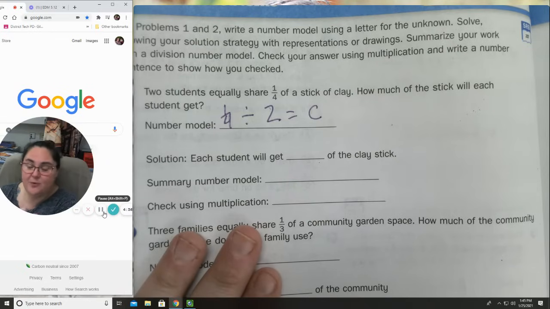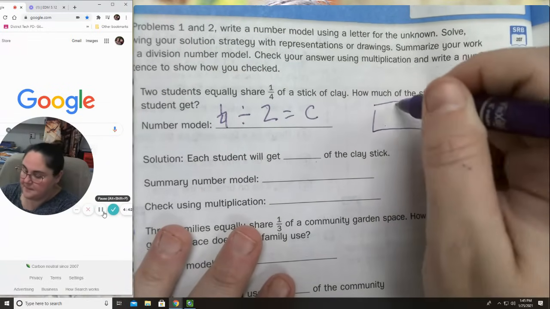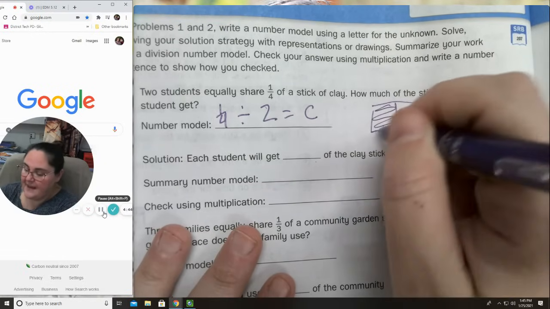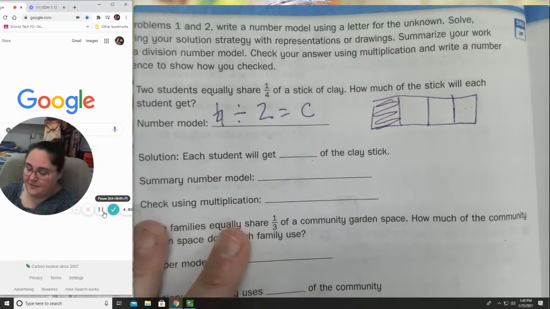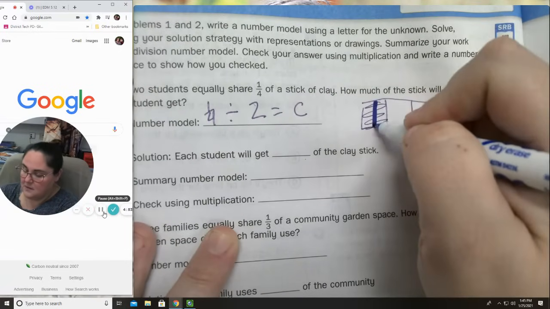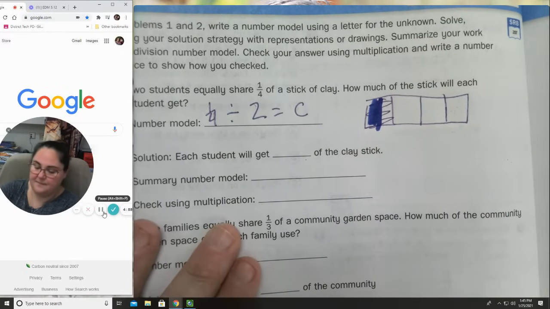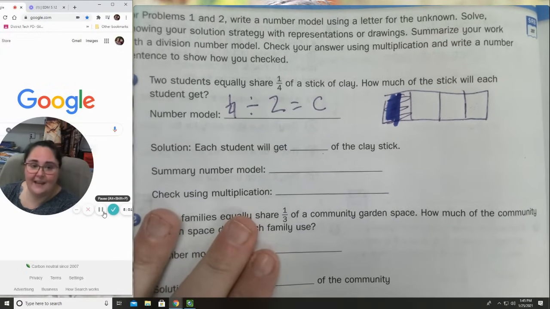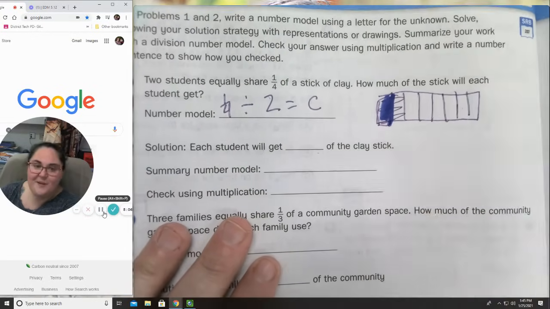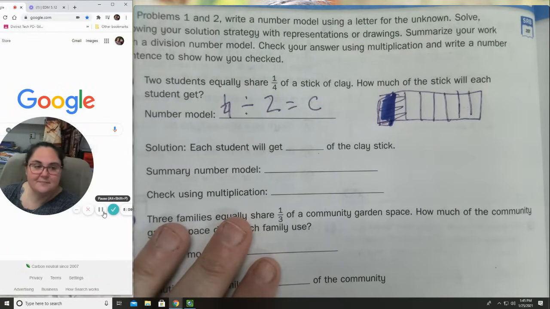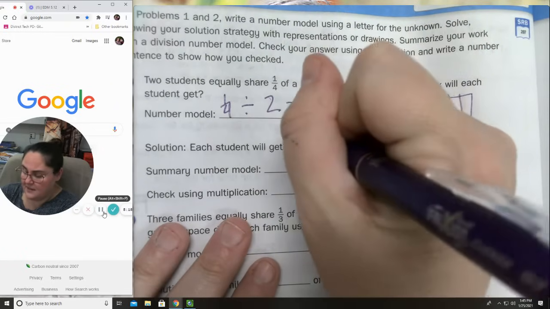Now, I'm a picture person, so I'm going to draw my picture. Here's my stick of clay. Right now, this is what they have. One student has 1/4. But remember, they're going to split it. They're going to cut it in half. Because I'm going to use this amount, and Mrs. Manning's going to use that amount. So how much of that clay will I get? If this is all I get out of this entire piece of clay, how much of it did I get? Well, that's one piece out of 8 pieces total, so 1/8.